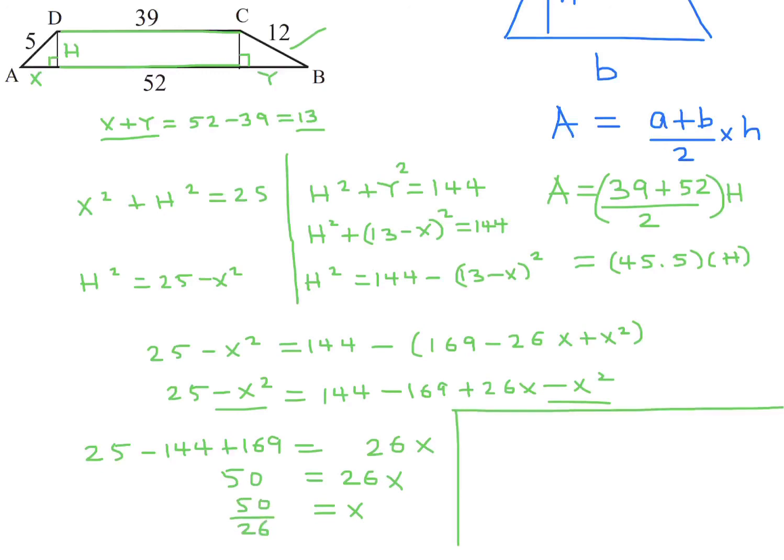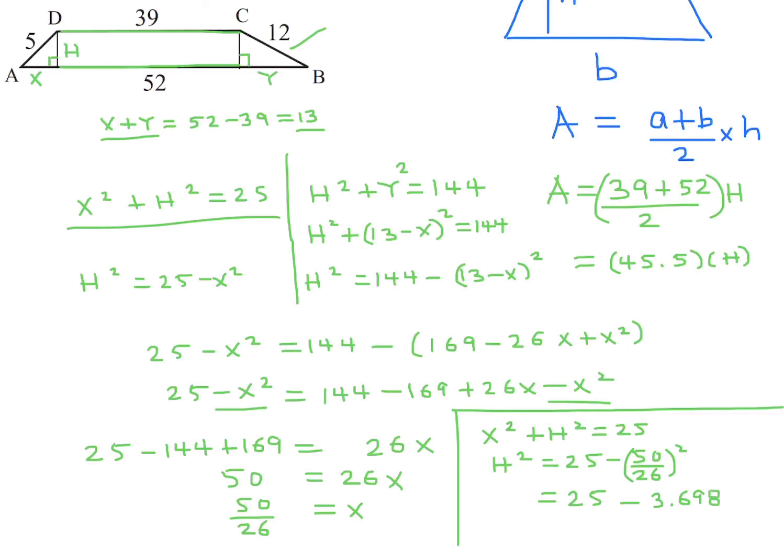All right? And I think we're very close to figuring out h. We can use this formula right there. X squared plus h squared is equal to 25. X squared, we know, is 50 over 26 squared, like this. And therefore this becomes approximately 25 minus 3.698. And therefore, if you do the math, you'll get h is equal to approximately 4.615.